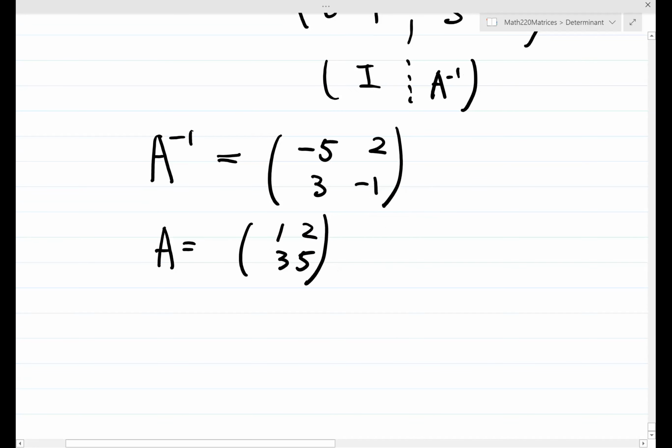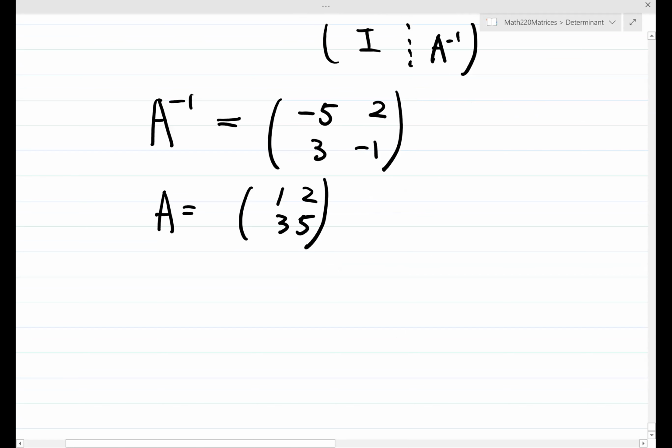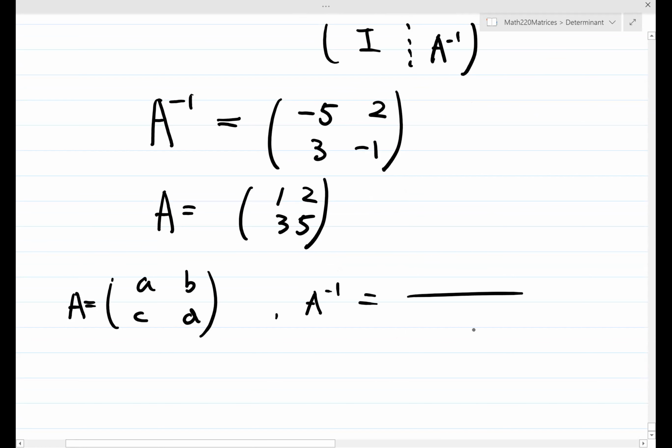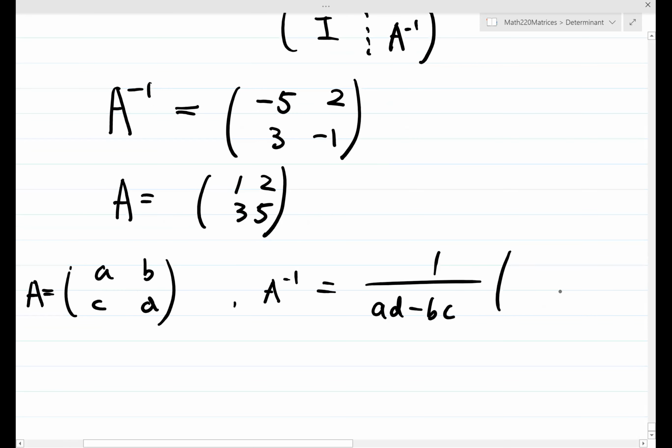Now we use Cramer's rule. Remember, Cramer's rule tells us, if A is A, B, C, D, then the determinant of A is AD minus BC. So here this is D, A, and this is -B, -C. So here you see this is A, B, C, D.